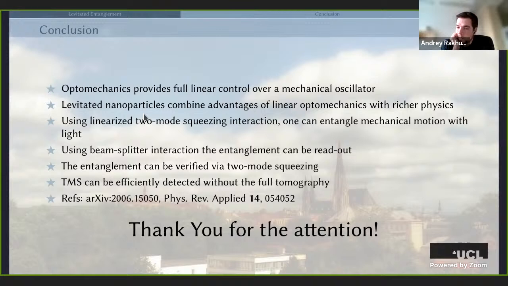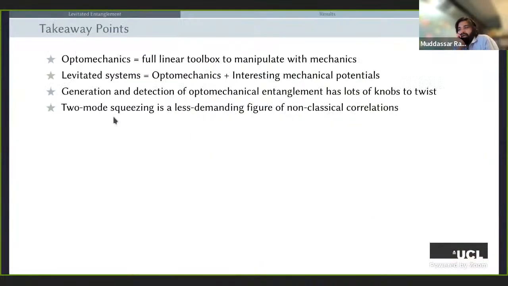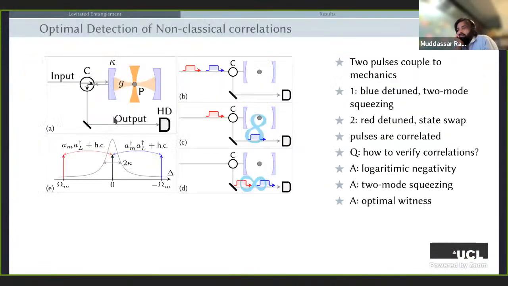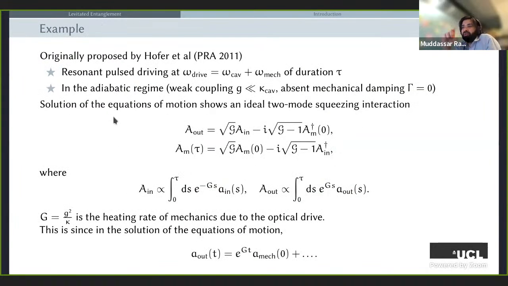So maybe this is where I didn't quite understand what you meant by filtering. I got the impression you meant, were you talking about the mechanical modes themselves that you're filtering out? Because you're doing a pulse measurement, which will have encoded in it information about multiple modes.